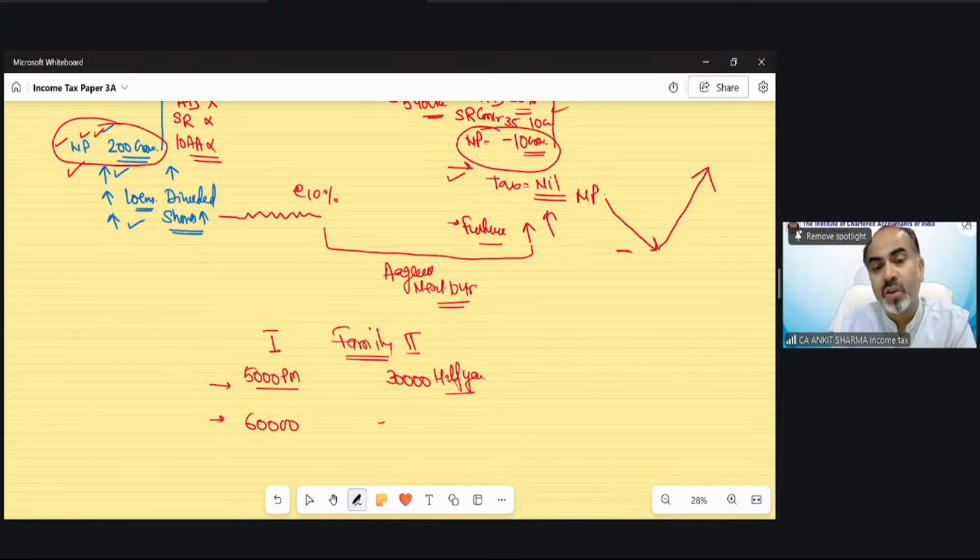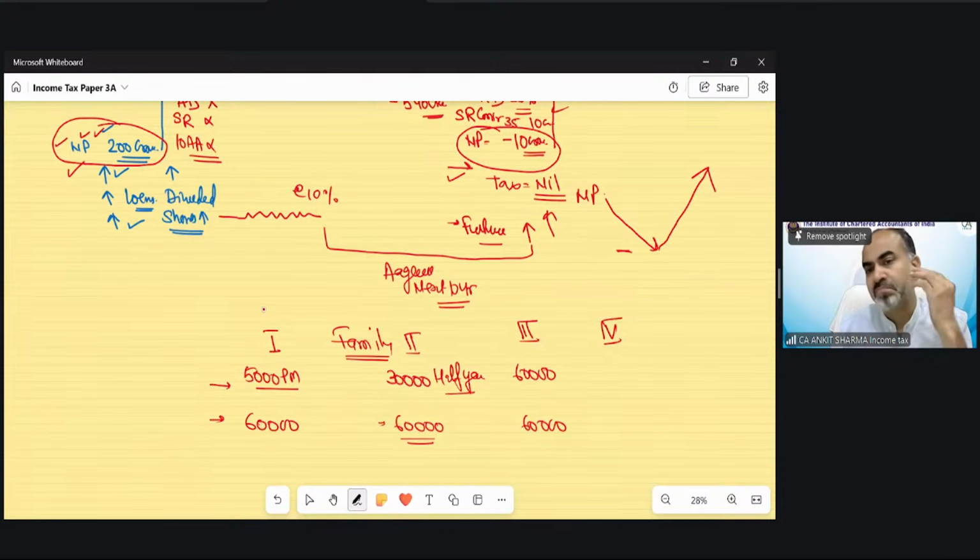So in a year, you will get 60,000. The third family is saying we will give you a pocket money yearly 60,000. So you will get it 60,000 at once. Suppose the fourth family says we will give you this amount after 5 years.